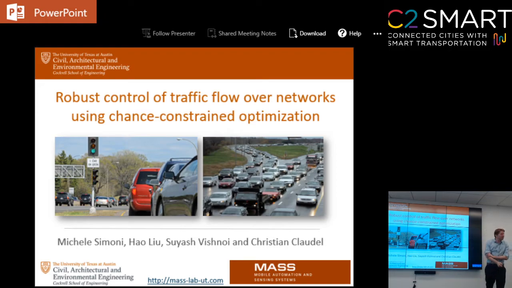Thank you very much for the introduction. So it's the first time I come back to New York City since 2008, so it didn't change too much. It's still very big, very high buildings. And what I'm going to present today is robust control of traffic flow on networks using chance constraint optimization. So it's part of our research.